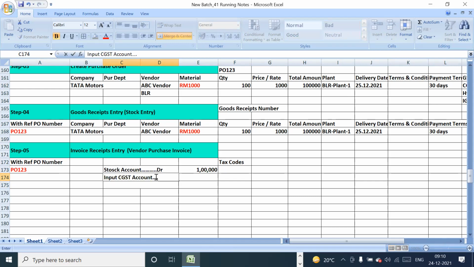GST account, debit, then input GST account to debit. How much? 2,500, 1,500, and finally, what is the vendor payable amount?